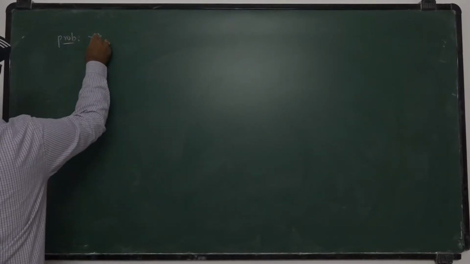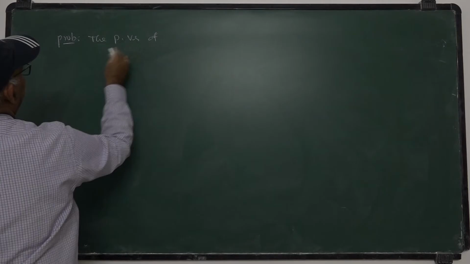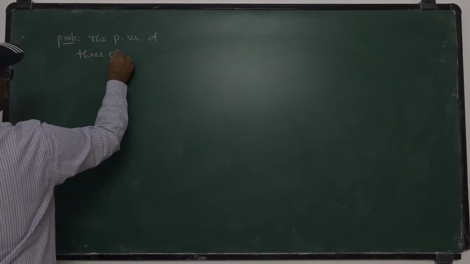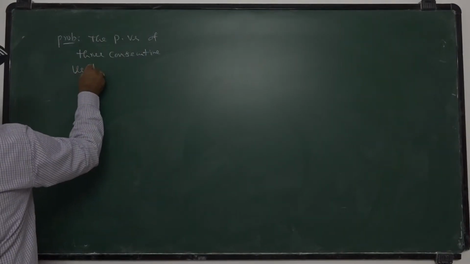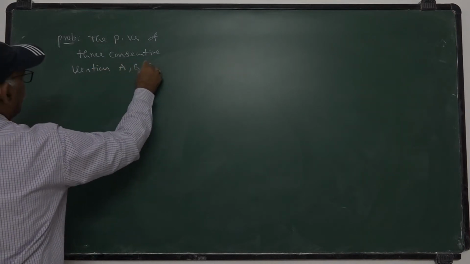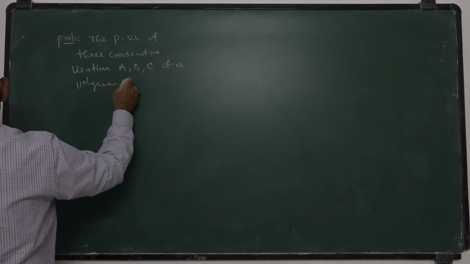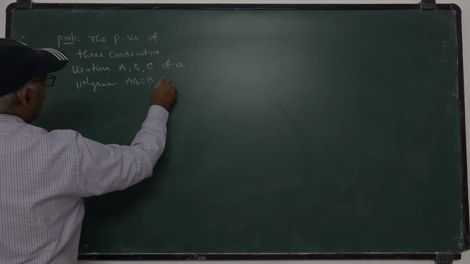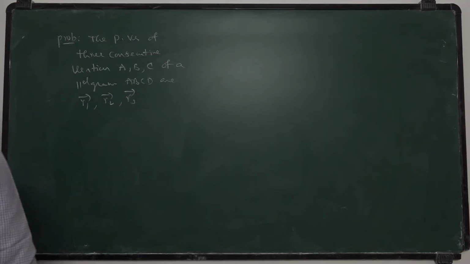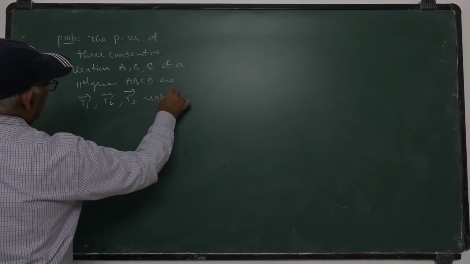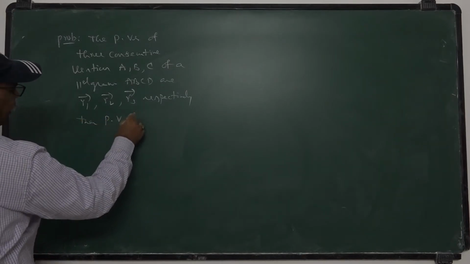Next, the position vectors of three consecutive vertices A, B, C of a parallelogram ABCD are R1 bar, R2 bar, R3 bar respectively. Then the position vector of vertex D is?